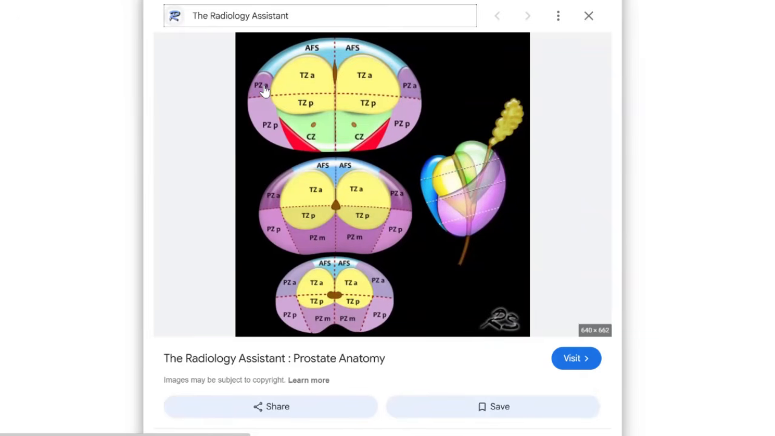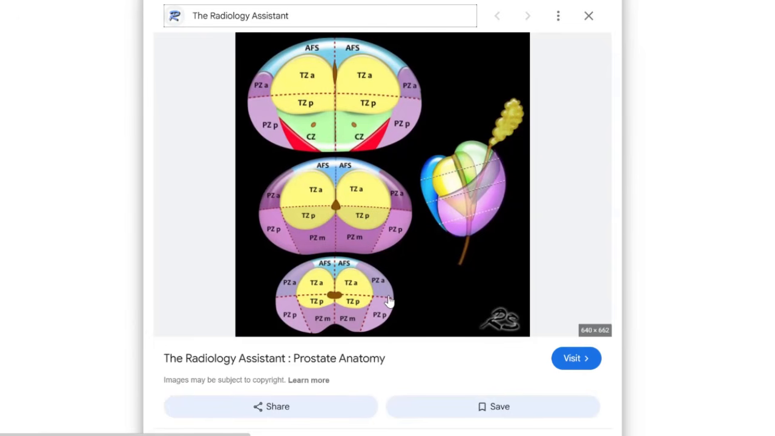The peripheral zone is divided into right and left. This is right anterior, this is right posterior. This is left anterior, this is left posterior. Each posterior one has a medial portion and a lateral posterior portion. The transitional zone is also anterior and posterior: right anterior, right posterior, left anterior, left posterior. This is very important to specifically name the size and the site of malignancy.